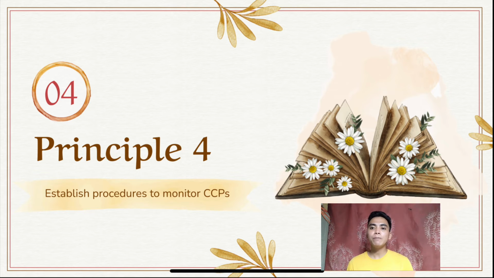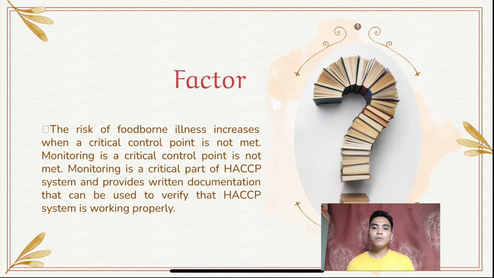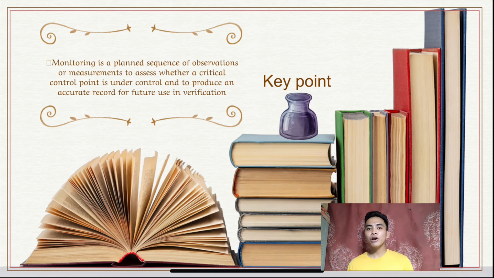Principle 4. Establish procedures to monitor CCPs. The factors of Principle 4 is the risk of foodborne illness increases when a critical control point is not met. Monitoring is a critical part of HACCP system and provides written documentation that can be used to verify that HACCP system is working properly. Monitoring is a planned sequence of observations or measurements to assess whether a critical control point is under control and to produce an accurate record for future use verification.